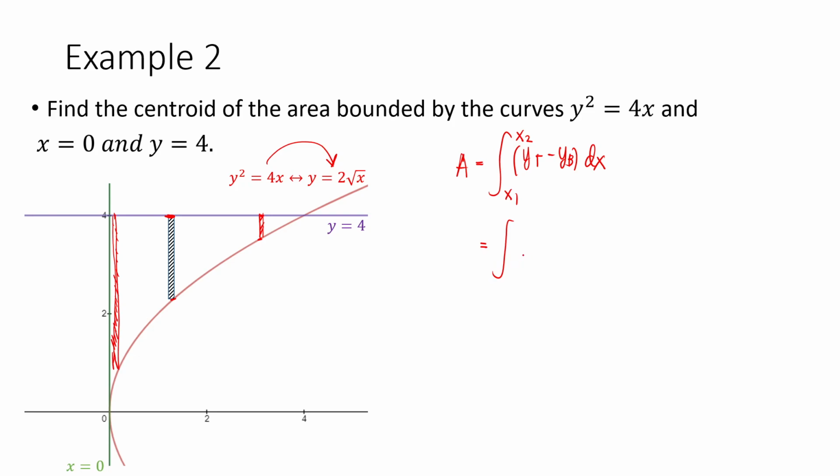So our boundaries in the x aspect is from 0 going towards this point here, which is 4. So this will be from 0 to 4. And then y top again is the purple graph. This will be 4, and then minus 2 square root of x dx. So you now have the area.